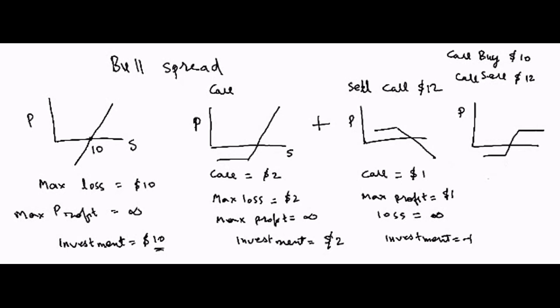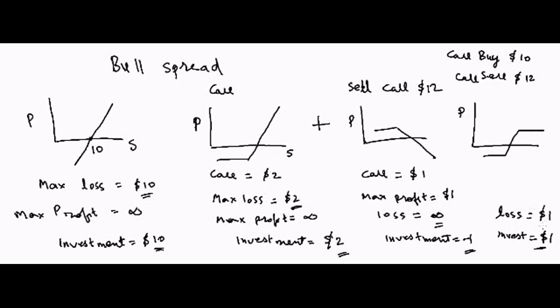So if you do that, your investment first of all will be equal to $1, because you pay $2 to buy this call and you get $1 for selling this call, so your total investment is $1. What's your maximum loss? That will be equal to $1. So you lower down your loss. It was $2 in this case, it was infinity in this case, it was $10 if you buy the stock.